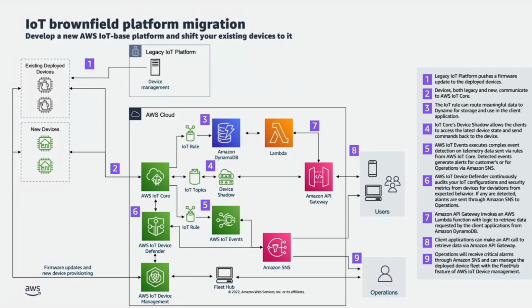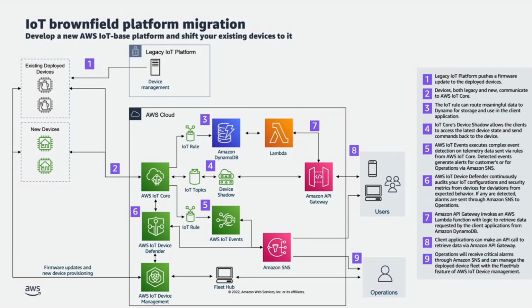And number seven, there you have the API Gateway, which can invoke any kind of Lambda functions, which go and do other types of logic, perhaps to retrieve the data that's requested from the database itself and to do some other actions with it.